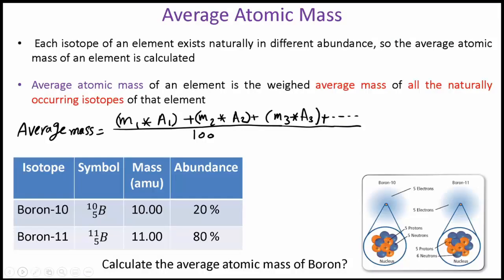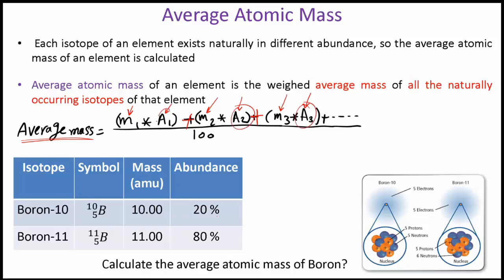So we have an equation to calculate the average mass for a certain natural element using the masses of the isotopes. The mass of the first isotope times the percentage of the first isotope, the second isotope times its percentage, the third isotope times its percentage, and then add all of them together and divide over 100. I divide over 100 just to remove the percentage, because I need it as a fraction.